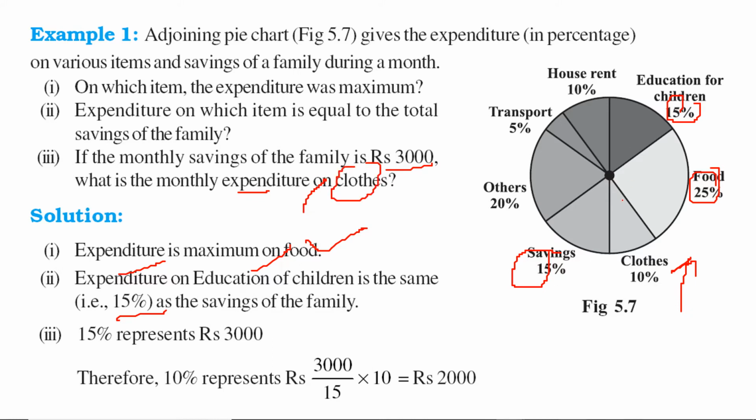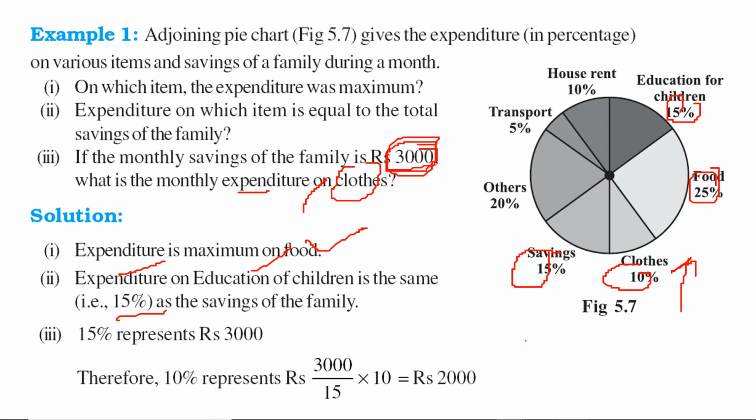What is the expenditure on clothes? This is 10%. So 10% of 3,000. That is, 10 by 100 into 3,000 you want to do. Sorry, 10% of some amount you have to do. But before that, it is given that the monthly saving of the family is 3,000.